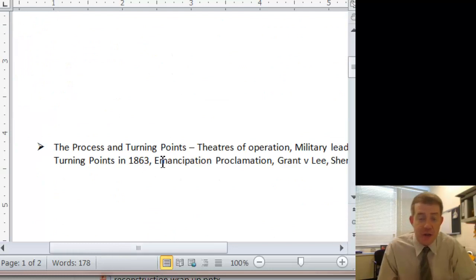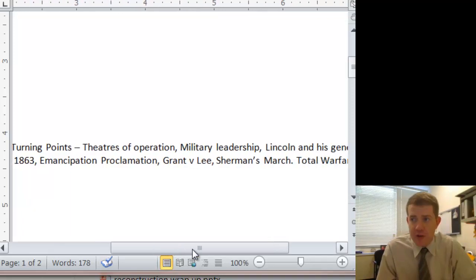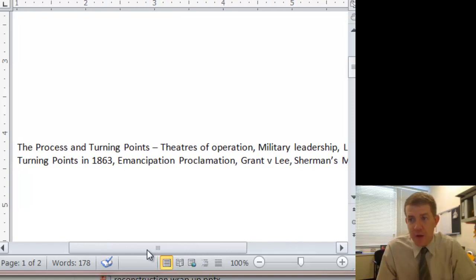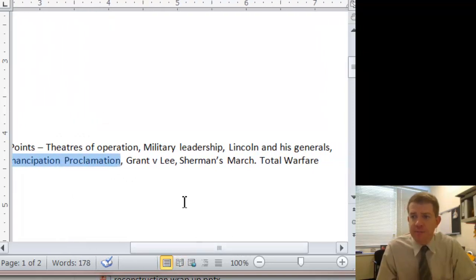The next section on the test is the idea of turning points in the Civil War. What I recommend that you review is specifically the significant turning points that we talked about, which would be in the East, Gettysburg; in the West, and this is 1863, Vicksburg; the Emancipation Proclamation as a turning point; and then ultimately, we get those last turning points at the end where you get Grant versus Lee in the East and Sherman's March of Total Warfare in the West.